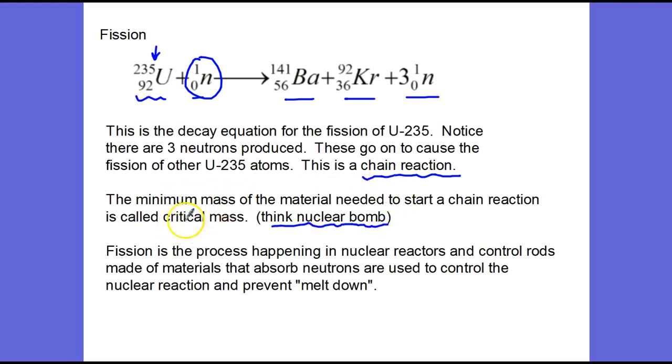The minimum mass of material needed to start the chain reaction is called the critical mass. Now, we use fission in nuclear power plants, and it would be bad if we couldn't somehow control the production of neutrons, but we can. We use control rods. These are materials that absorb neutrons, and because they can moderate, we can keep enough neutrons to keep the reaction going, but we can keep the number of neutrons down so that we don't lose control of the reaction and get a meltdown.